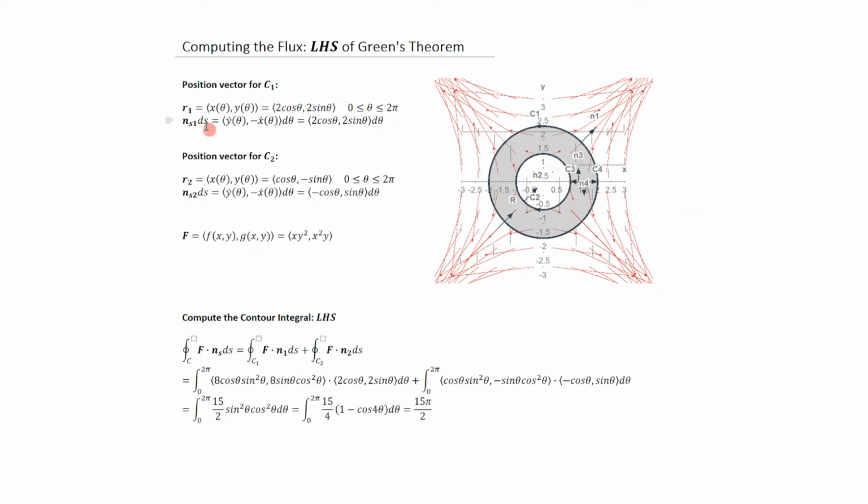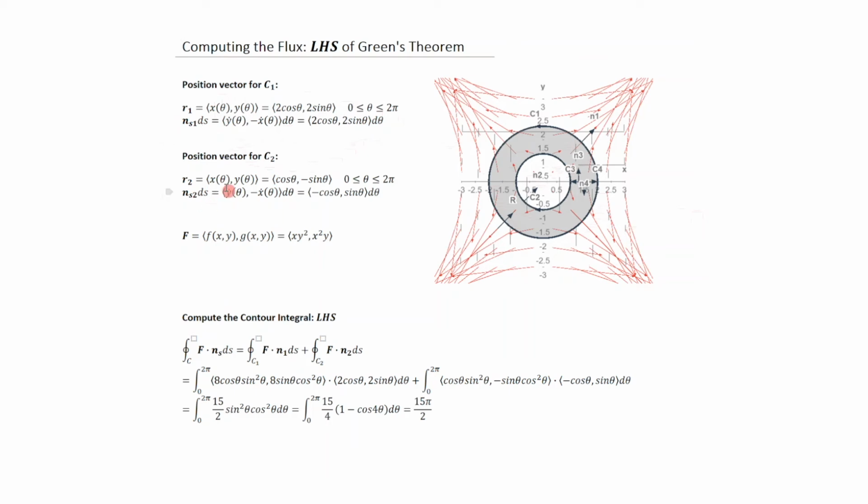But we want n_s1 ds, and from the previous lecture, we found that this is nothing more than y dot minus x dot d theta. This is 2 cos theta, 2 sine theta, and this, in fact, is pointing outwards. You can confirm it's pointing outwards, right? So this means taking the derivative of y, which is 2 cosine theta, plugging it in here, and taking the derivative of x, which is minus 2 sine theta, times negative, which becomes 2 sine theta. So that more or less is n_s1 ds.